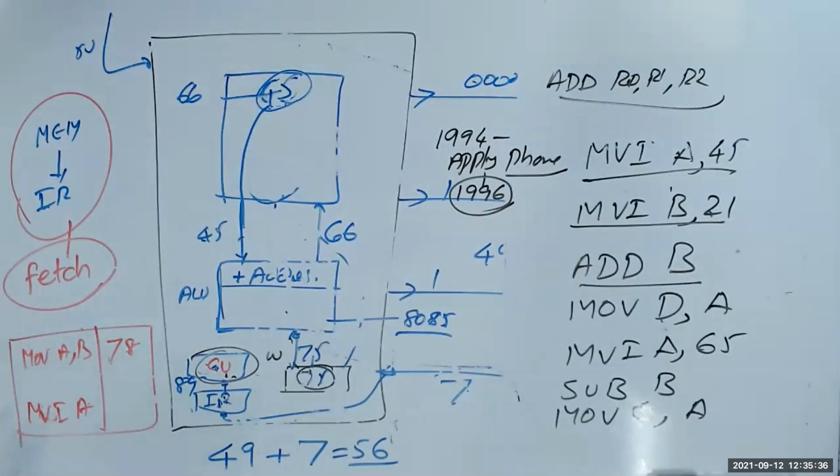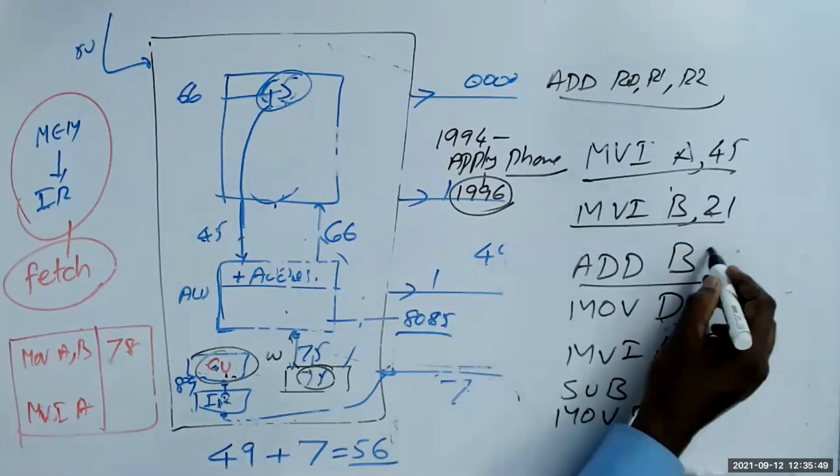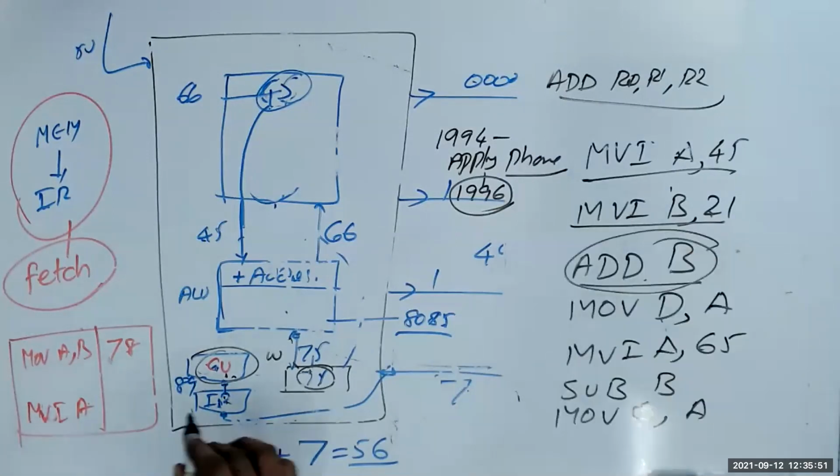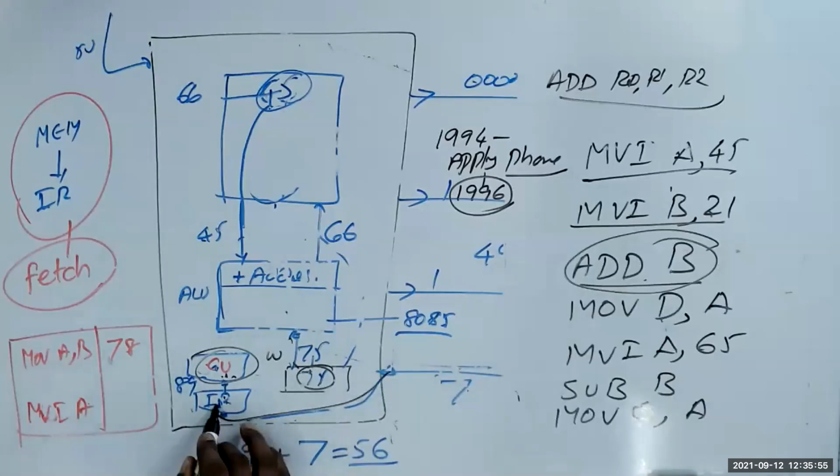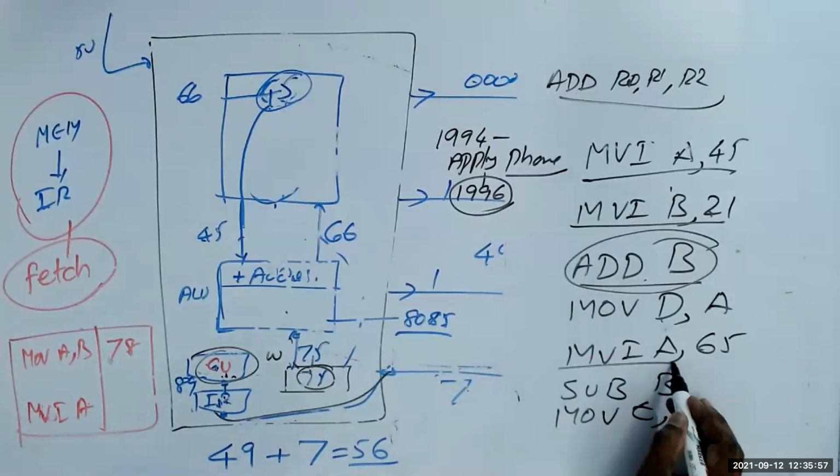No, whichever instructions need one more data, that temporary is used. Not all instructions. If you say add B, I don't use temporary because there's only one instruction that goes to IR. But if I say move immediate A, I have one more data that goes to temp. If we say add immediate, it goes there.